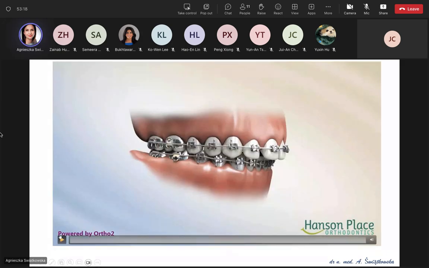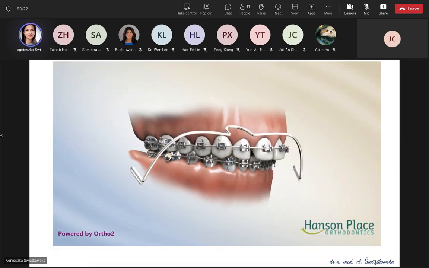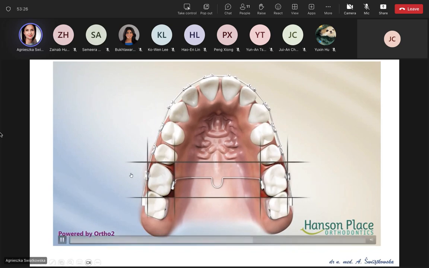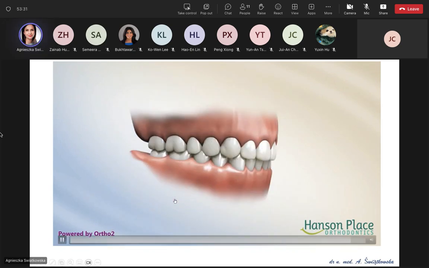Here you can see TPA, transpalatal arch or transpalatal bar. Here we have a special kind of tube, a palatal tube, for this transpalatal bar.